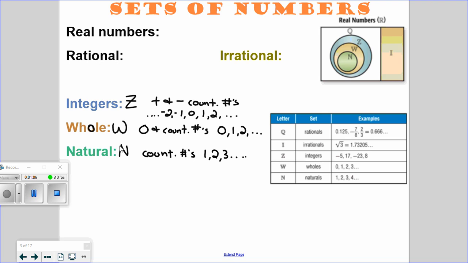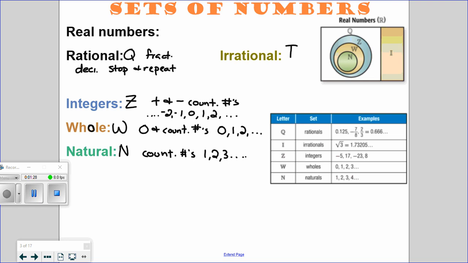Then we start adding decimals. If our decimal stops or our decimal repeats or it looks like a fraction, we call it a rational number, abbreviated Q. There are numbers that can be written as a fraction. Well, what kind of numbers can be written as a fraction? Decimals that stop and decimals that repeat.